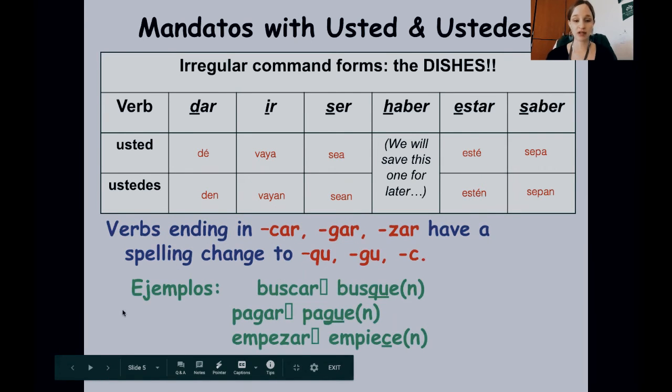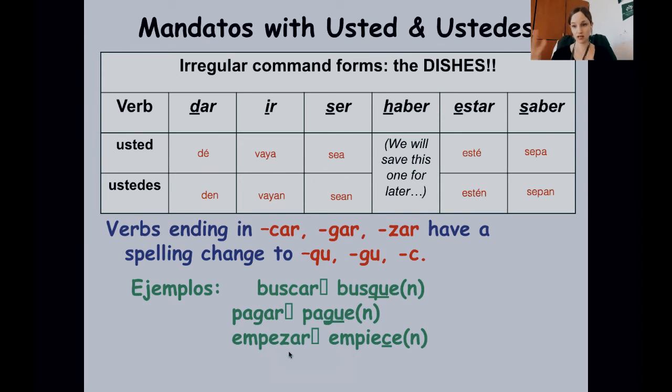One more little irregularity that's going to happen with these commands is that we are going to see car, gar, zar spelling changes. Now we saw these in the yo form in the preterite, and now we're going to see them in every form of the command. So definitely the usted and ustedes forms, and later when we get to some of the other forms as well. The important thing that you need to write down here is that if a verb ends in car, like buscar, then the C is going to change to QU: busque.